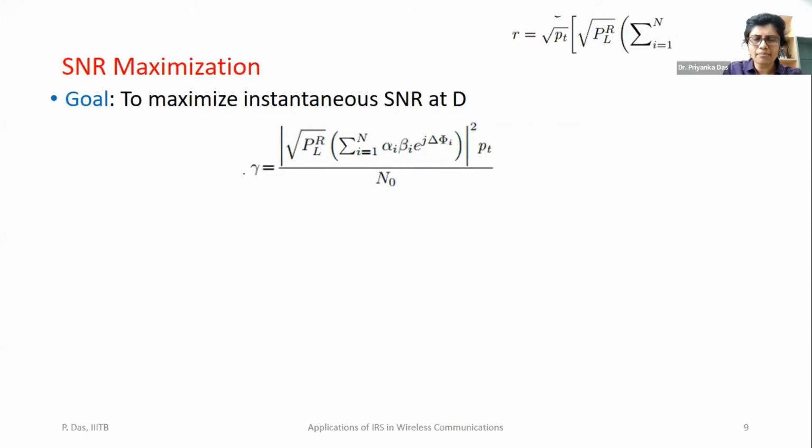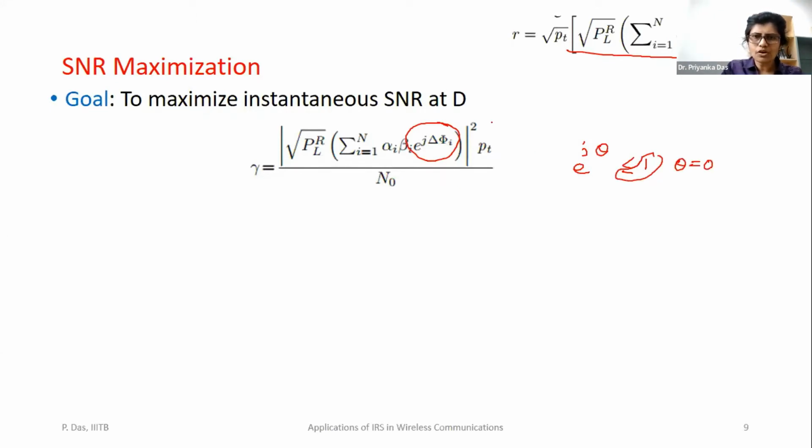You write your gamma from these expressions. This is very simple math, and you do a mod square. So this is your SNR. N naught is the variance of the AWGN noise, and PT is the transmit power. You can see the term which is controlling this: these are all amplitudes, and the term which is controlling this is the phase. And e to the power j theta is always less than or equal to 1, and it is equal to 1 at theta equal to 0.